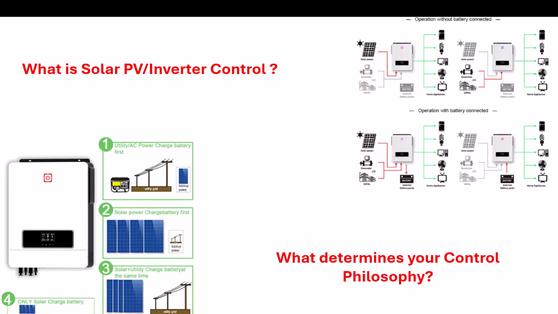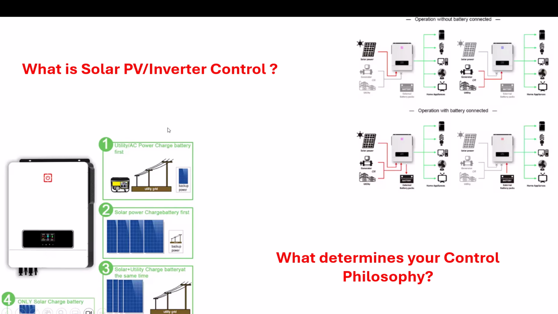So what is solar PV inverter control? The solar PV inverter control is basically the modes of operation in which, one, your inverter is able to receive input power, that is AC, either from your utility or any other source like a generator that normally supplies your day-to-day system. So this is shown in one.